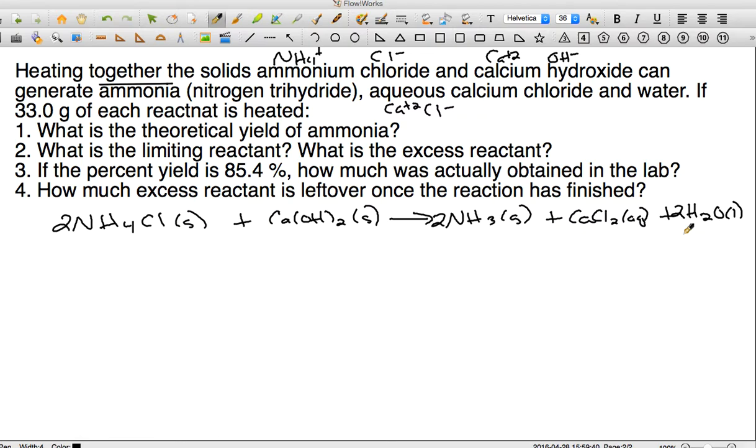Now we can go back to the problem. And I spelled reactant wrong, sorry. This is if we have 33 grams of each reactant, so 33 grams of this one and 33 grams of this one. I want to know the theoretical yield of ammonia. So I'm trying to get to this one.